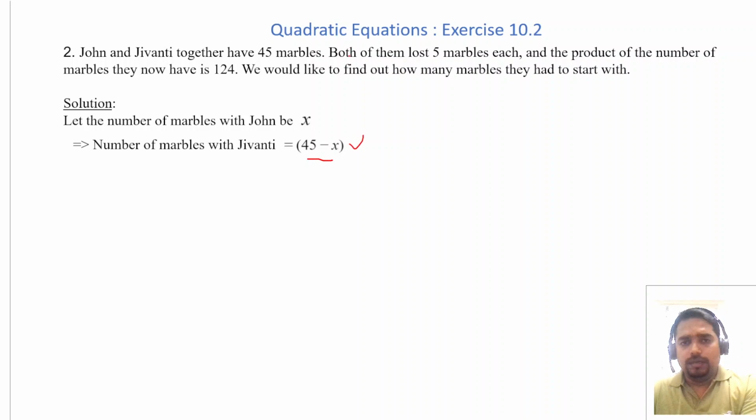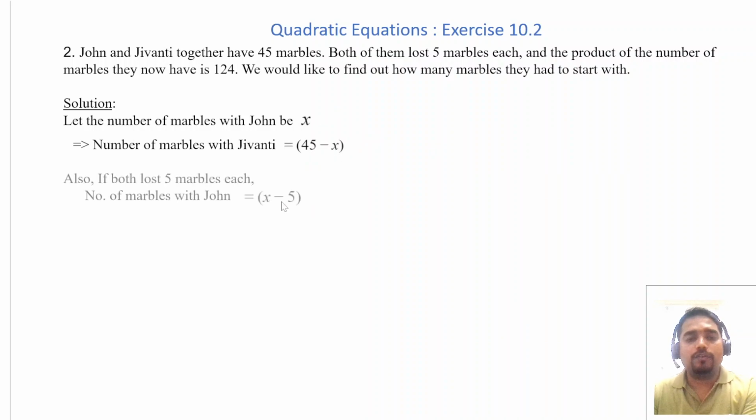Now the condition: both of them lost 5 marbles each. The product of the number of marbles they have now is 124. In order to build the equation, since John to begin with had x marbles, if he loses 5 marbles, the number of marbles left with him would be x minus 5. Similarly, Jivanti presently has 45 minus x, so after losing 5 marbles she would be having 45 minus x minus 5.